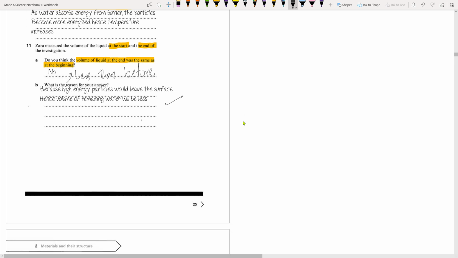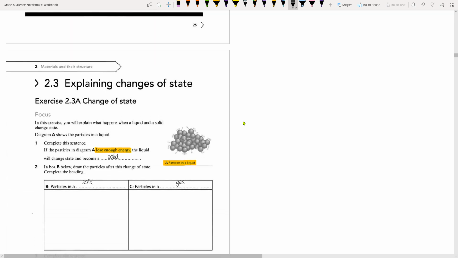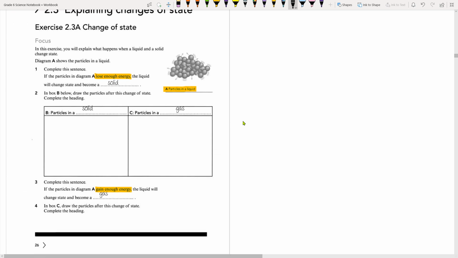That's the reasoning that you're going to have over here, right? Explaining the change of state, right? In this exercise, we will explain what happens when a liquid or a solid change state. Diagram A shows the particles in a liquid. Complete the sentences. If the particles in diagram A lose energy, the liquid will change state and become a solid, right? When these particles are loosely attached, they will become very firmly attached. So you can draw this like this, right?